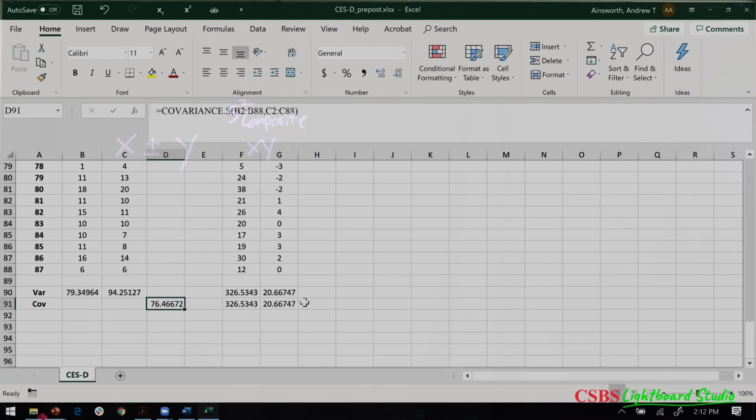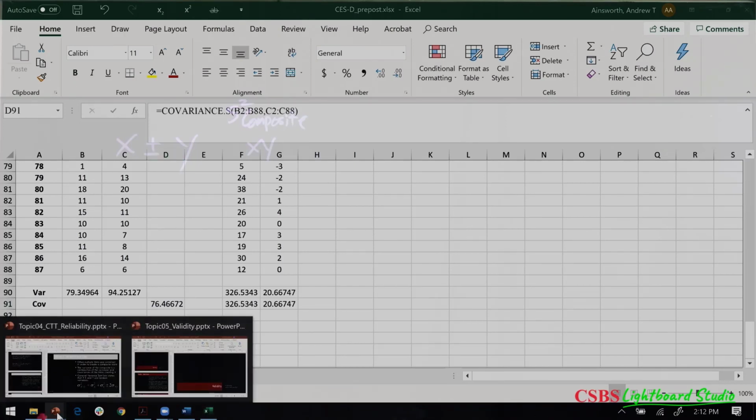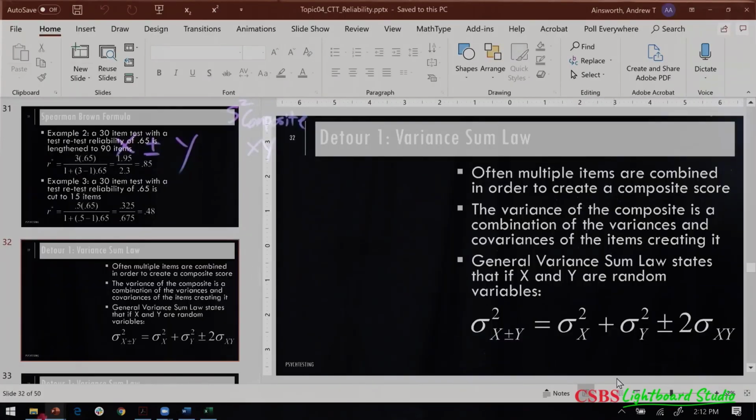And that's super helpful because I can start to think about reliability in a slightly different way. All right, this is sort of what we're leading towards. Why is it important to know the variance and covariance, and it adds up to this variance sum law? Because we're going to use that in our favor to estimate reliability in a different way.